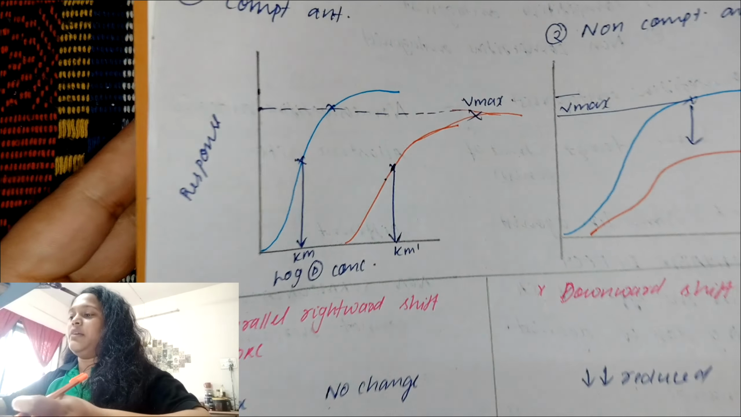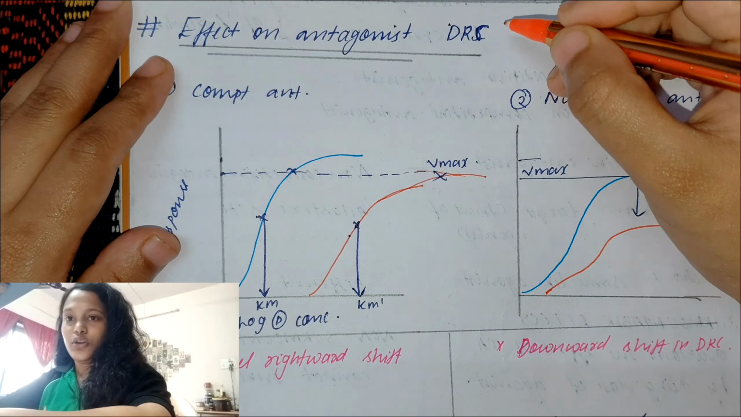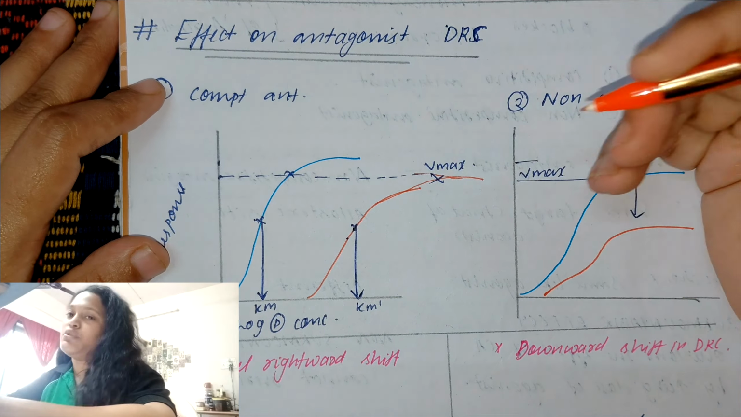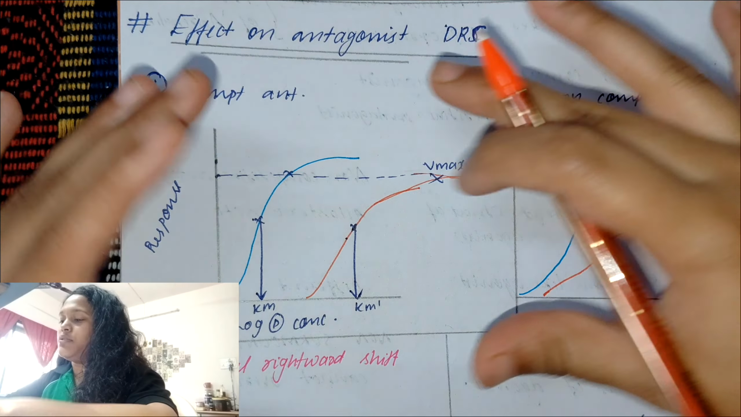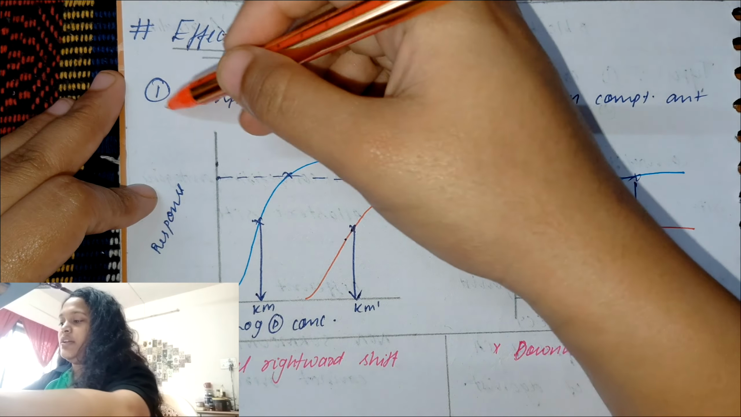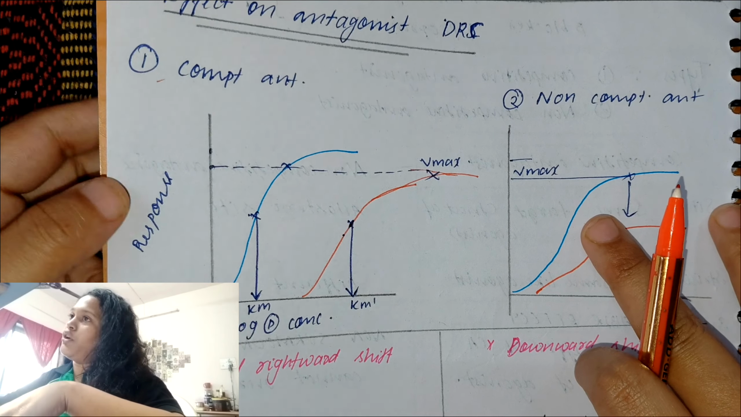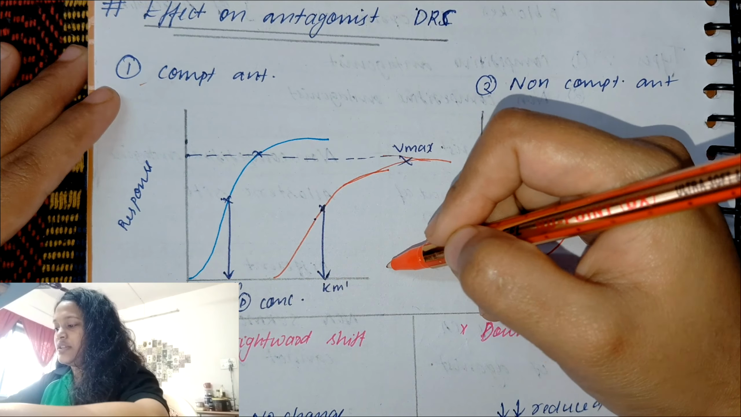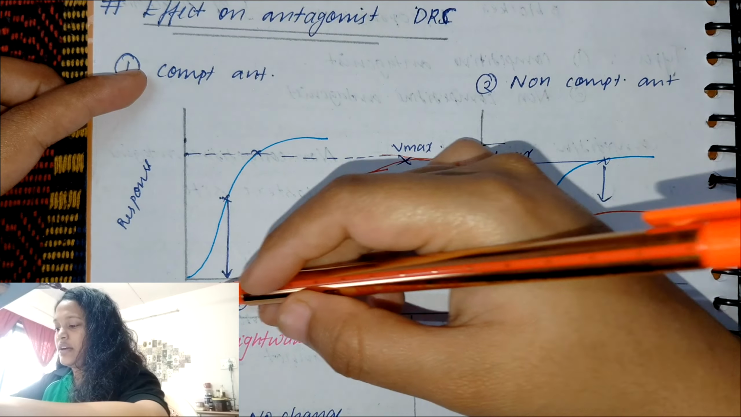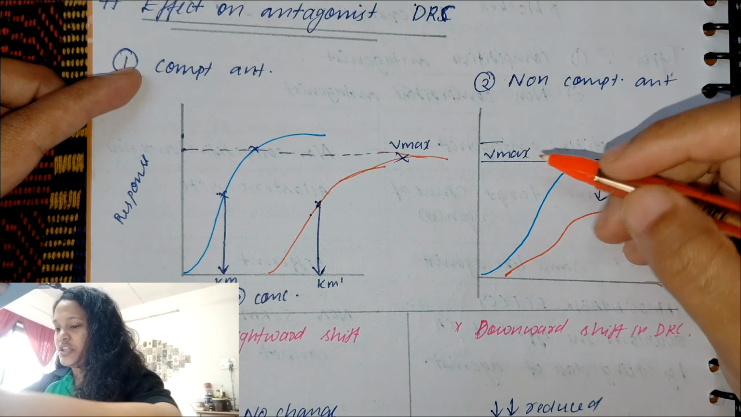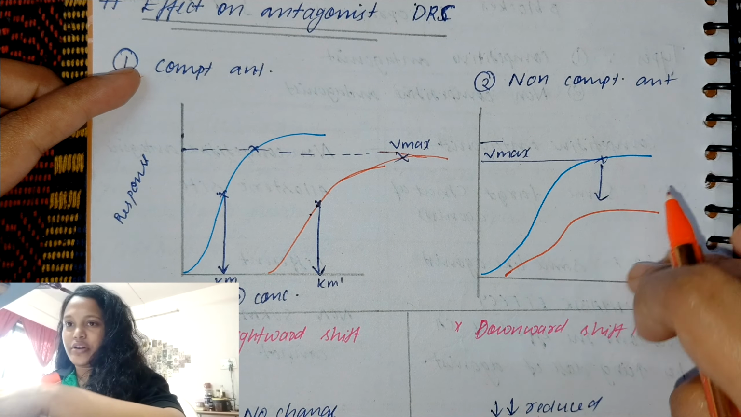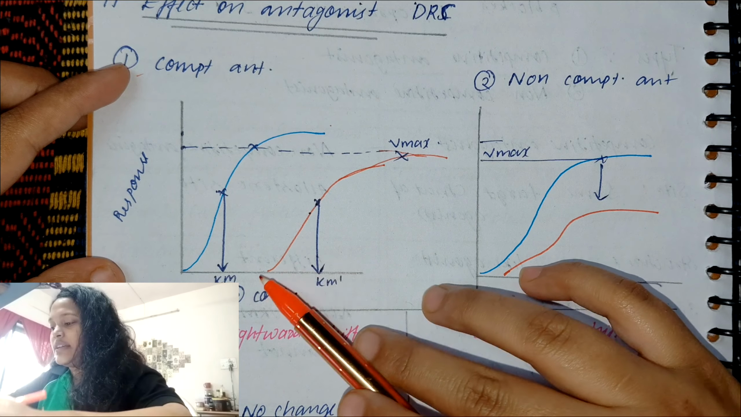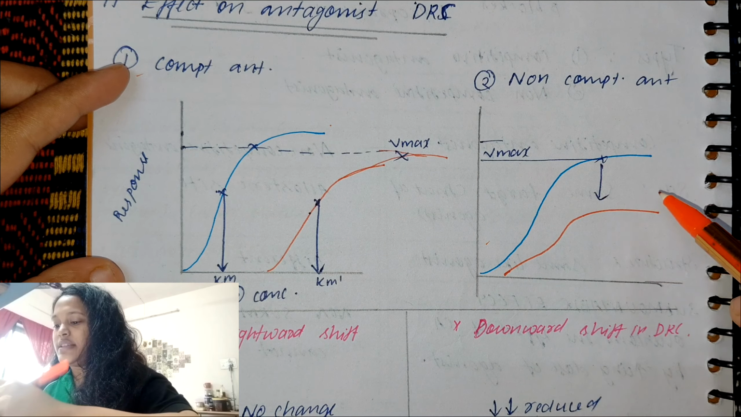Now, we'll study the effect of antagonists on the dose-response curve. I'll teach you what a dose-response curve is in another video. So this is the dose-response curve. This is for competitive antagonism and this is for non-competitive antagonism. So let's study the graph. This is the response. This is log drug concentration. And this is the agonist, this is the antagonist.